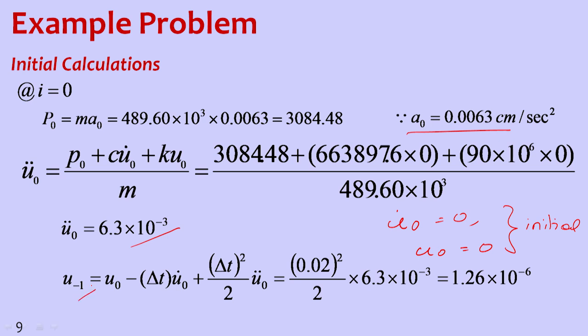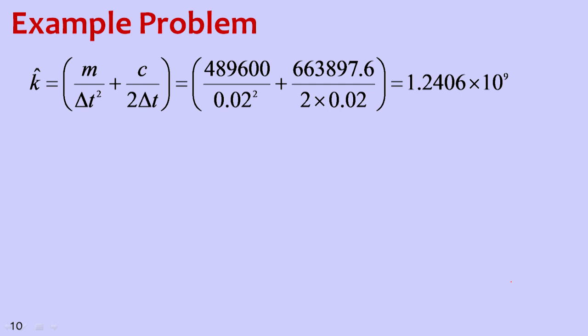the imaginary value, using U0 minus delta t into U dot 0 plus delta t whole square by 2 U double dot 0. Now delta t is 0.02, the sampling frequency, and U dot 0 is 6.3 into 10 to the power of minus 3, which we got before. So calculating U minus 1, we get around 1.26 into 10 to the power of minus 6. This is the displacement at minus 1 step, the imaginary step.